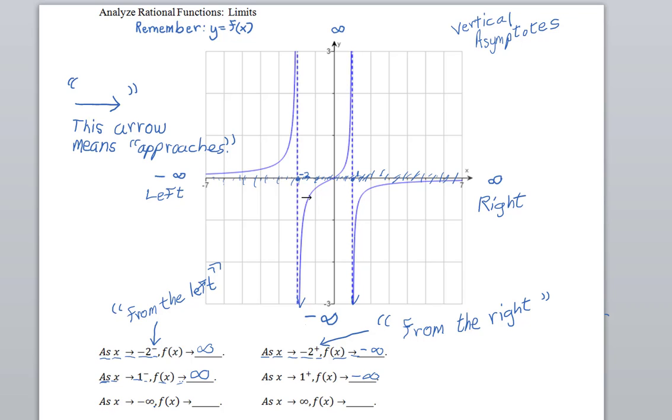Now, look at this question. As x approaches negative infinity, there's only one direction to approach negative infinity from. Since negative infinity is way out here, you can only approach it from the right. And so as x approaches negative infinity, as it goes all the way to the left, what are the y coordinates doing? What is the graph doing? Well, it appears to be getting closer and closer to the x-axis, which is y equals 0. So I would put a 0 in here.